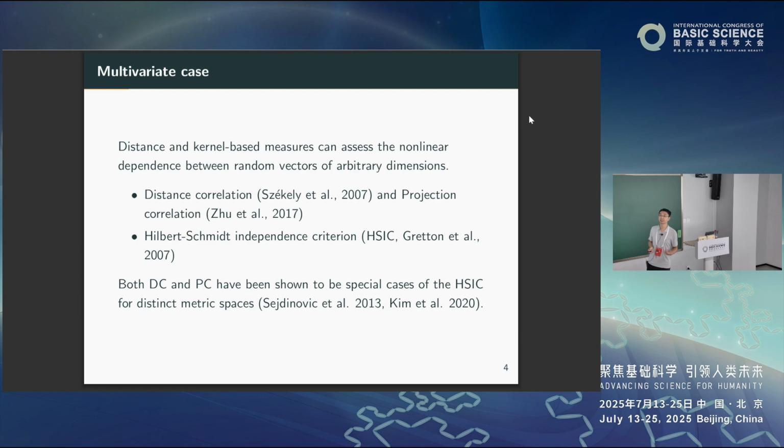While they are popular in different communities, they have some connections. For example, it is shown that both the distance correlation and the projection correlation used in the statistics community are special cases of the HSIC, popular in the machine learning community, for distinct metric spaces. So all these measures share some similarities, and the HSIC is a more general measure because it contains the distance correlation and the projection correlation as special cases.